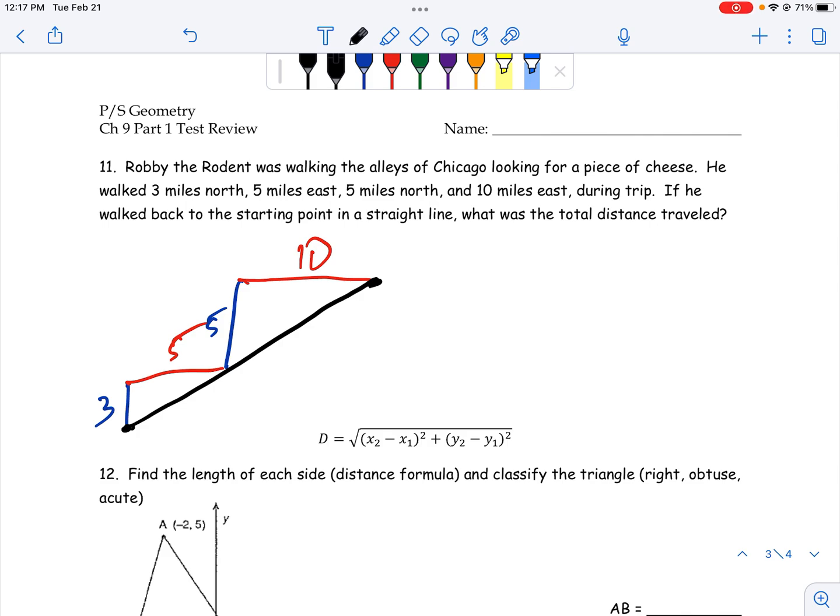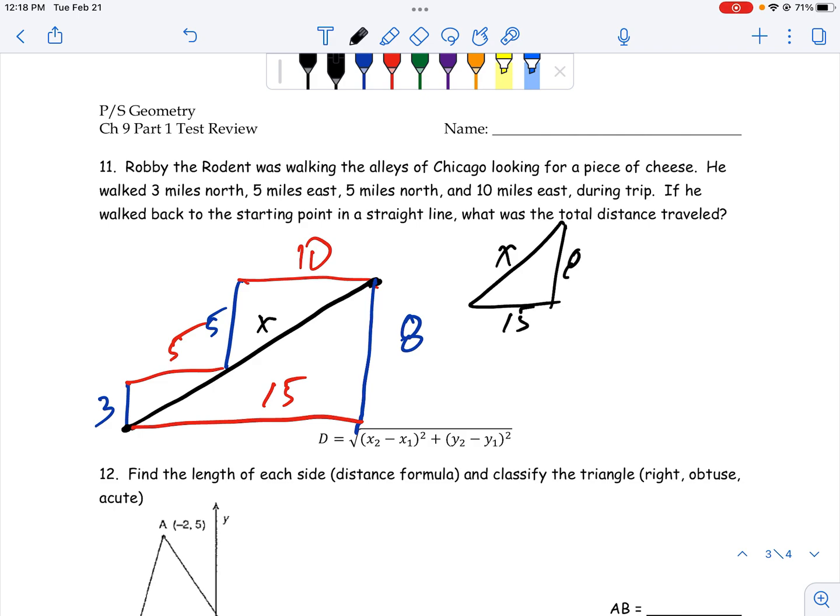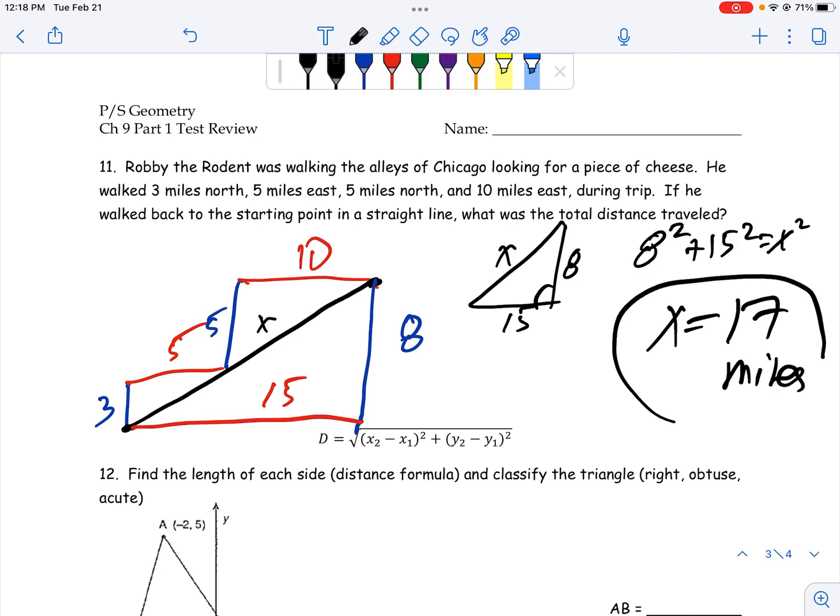Well, if I figure out how many total miles he traveled north, that's 8, 5 plus 3, and then east would be 15. If anyone knows their triples, this is a triple. I want to find the x. This is a 15, this is an 8. I would do 8 squared plus 15 squared equals x squared. All right. This is a triple again, so x should be 17 miles. That's a lot of miles for a rodent.